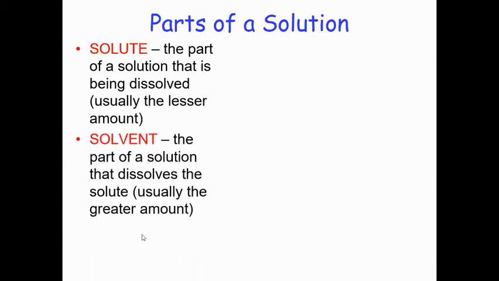Your solvent is the part of the solution that dissolves the solute, the thing you have the most of. You can only have one solvent, but you can have multiple solutes. You can dissolve sugar and salt in water. There you have two solutes, one solvent. Your solute plus your solvent gives you your solution. Your solution is that homogeneous mixture, and it's made up of a solute or solutes plus a solvent.